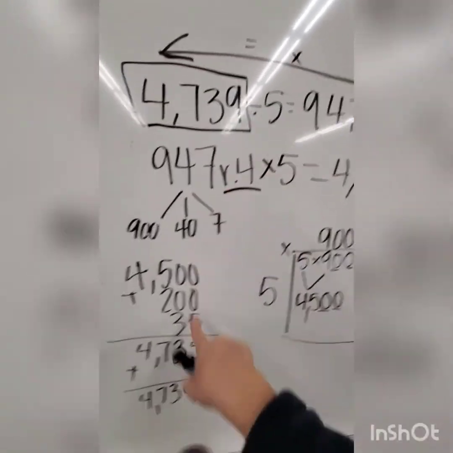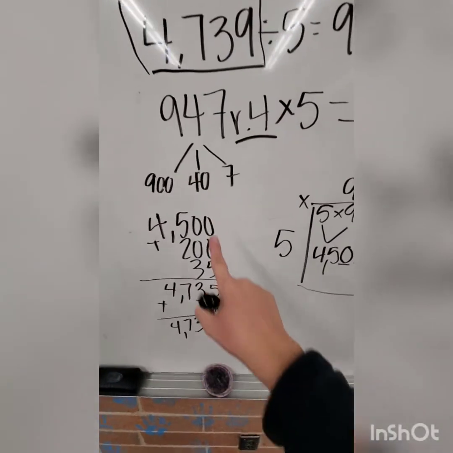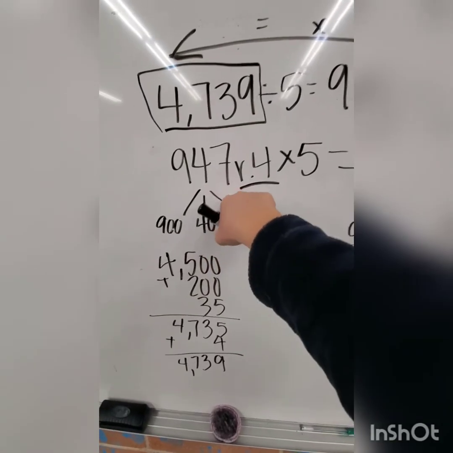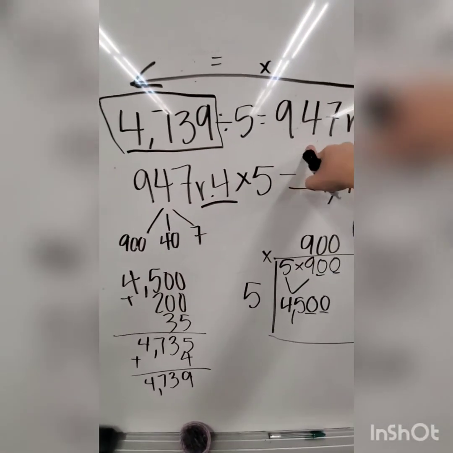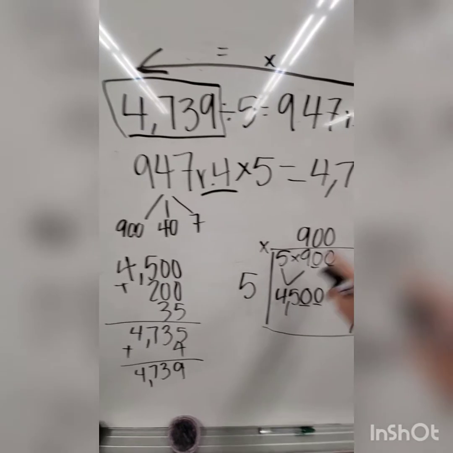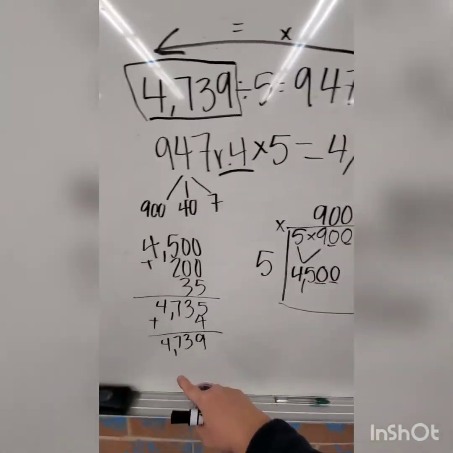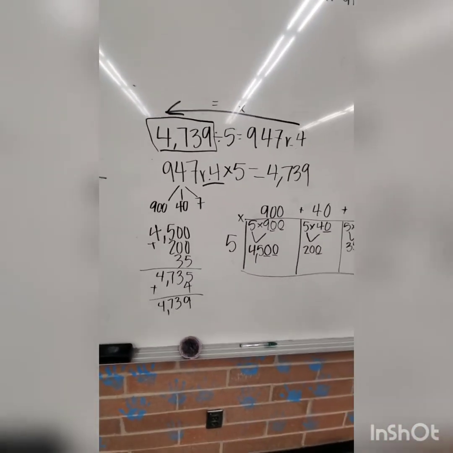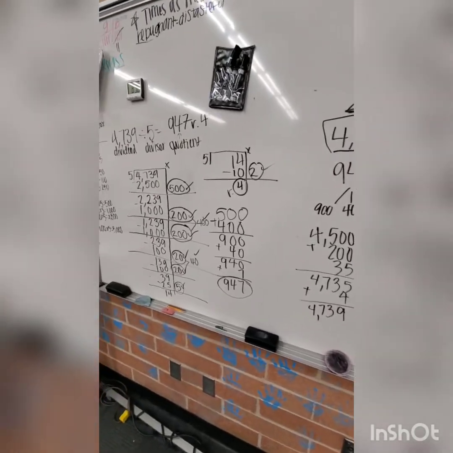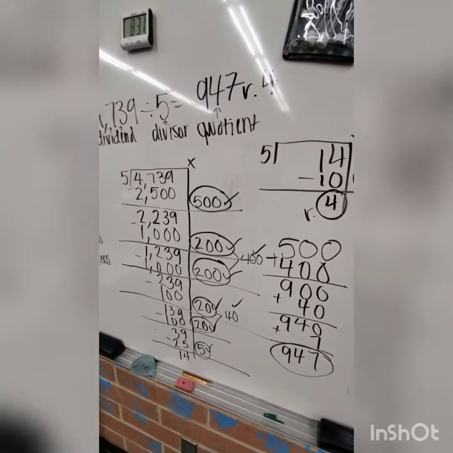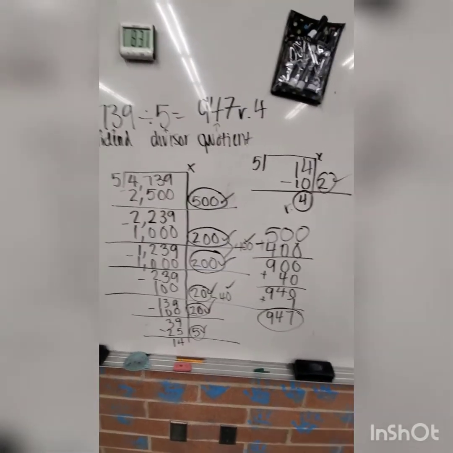So our dividend is what we got down here. We had our quotient. We broke down our quotient, we multiplied it with our divisor, and we got our dividend, and we got it correct.